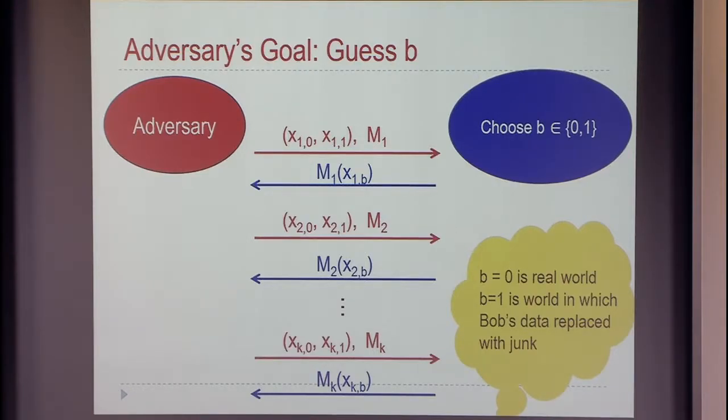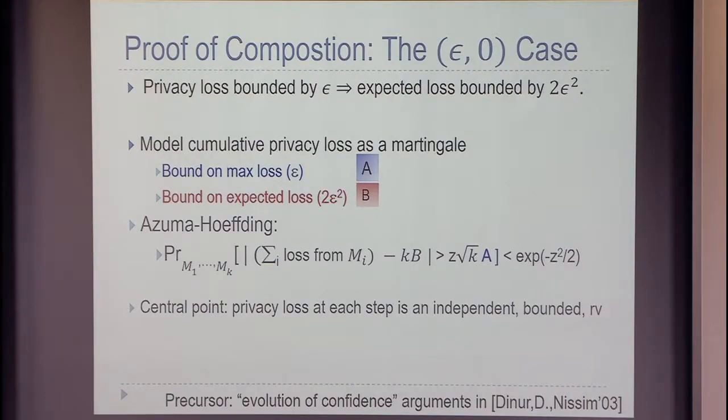Okay, so for the epsilon 0 case, the proof of composition relies on this fact that we prove that if the privacy loss is bounded by epsilon for epsilon less than 1, then the expected loss is bounded by epsilon squared. Remember, epsilon is less than 1, so the expected loss is much smaller than the worst case loss.